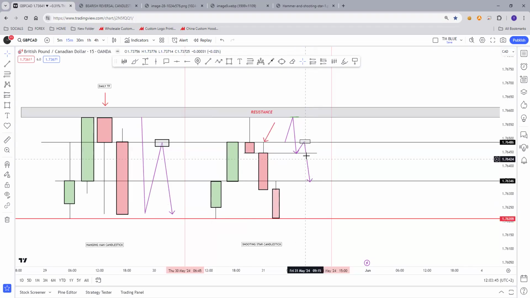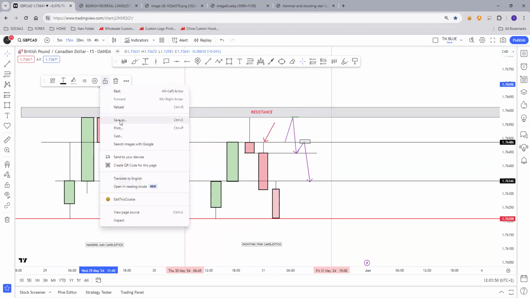Okay. Now, if we go on to the next one, which is our gravestone doji, which is similar to the shooting star, but it's a bit different.